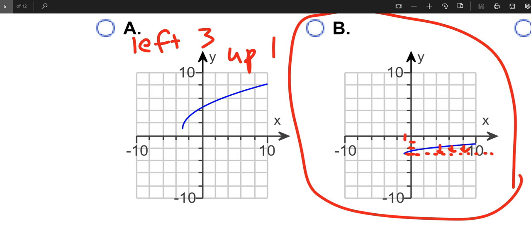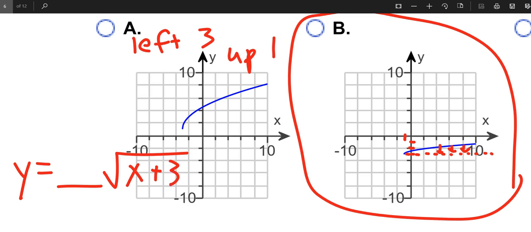The part that goes in front of the radical, I want to see what you put in there. How do we make it go left 3? What do I put under the radical for left 3? Plus 3. What do I put on the outside to make it go up 1? Plus 1. Now you make a decision on what you're putting in that blank in front of it. I want to see what you decide. There are more than one option that I'm going to say yes.